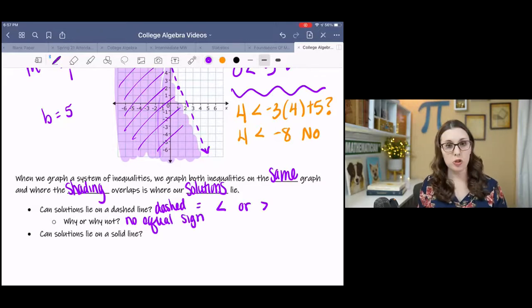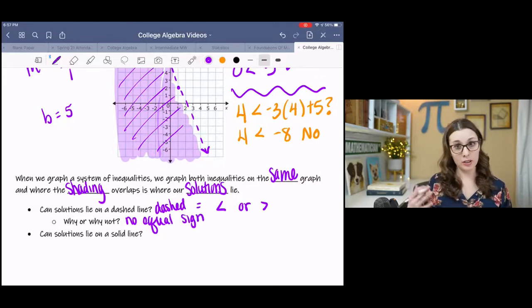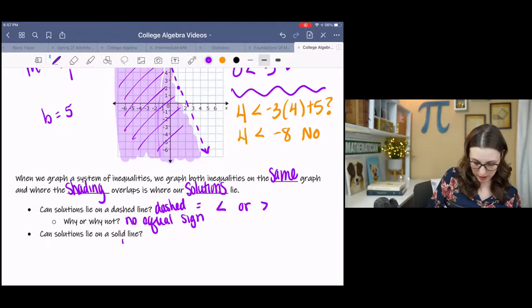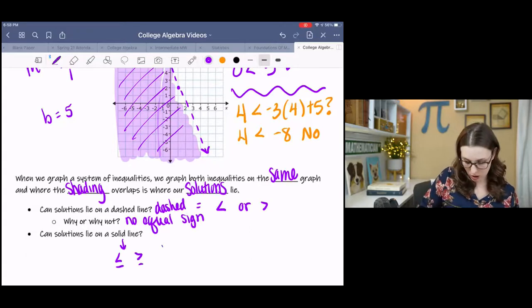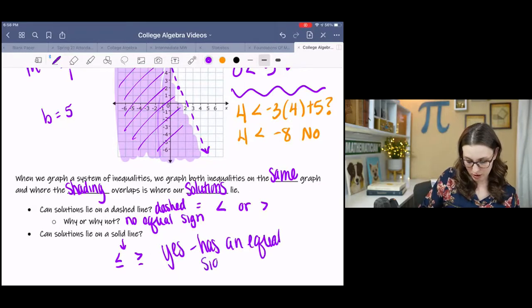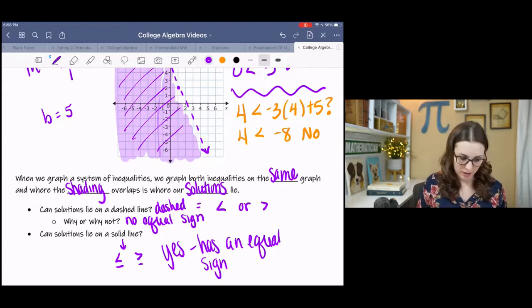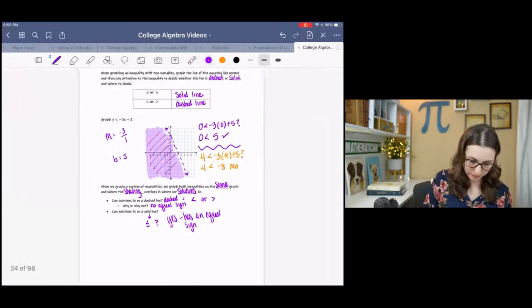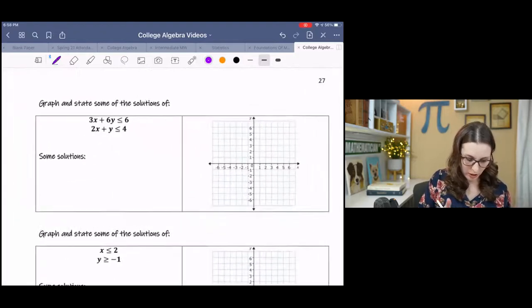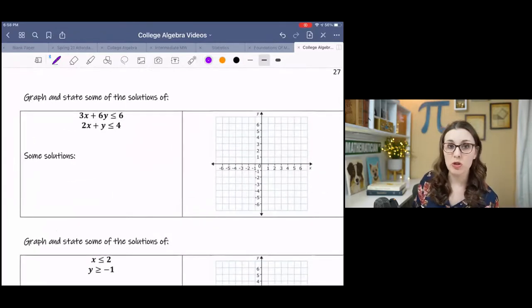So can solutions live on a solid line? Yes. A solid line has the equal to sign. So yes, solutions can live on a solid line. So let's practice. Graph and state some solutions of this system of inequalities.